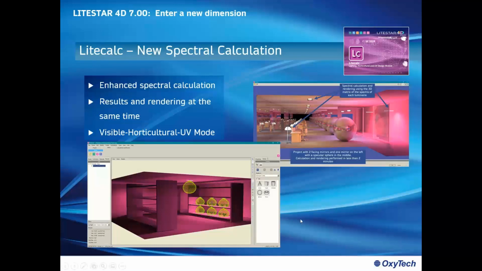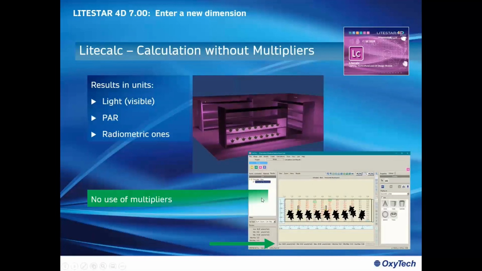And first of all, the results, as I mentioned, are straight away in the field we selected. So if we decided to design at the horticultural field, all the calculations will be made based on micromoles per second per square meter.